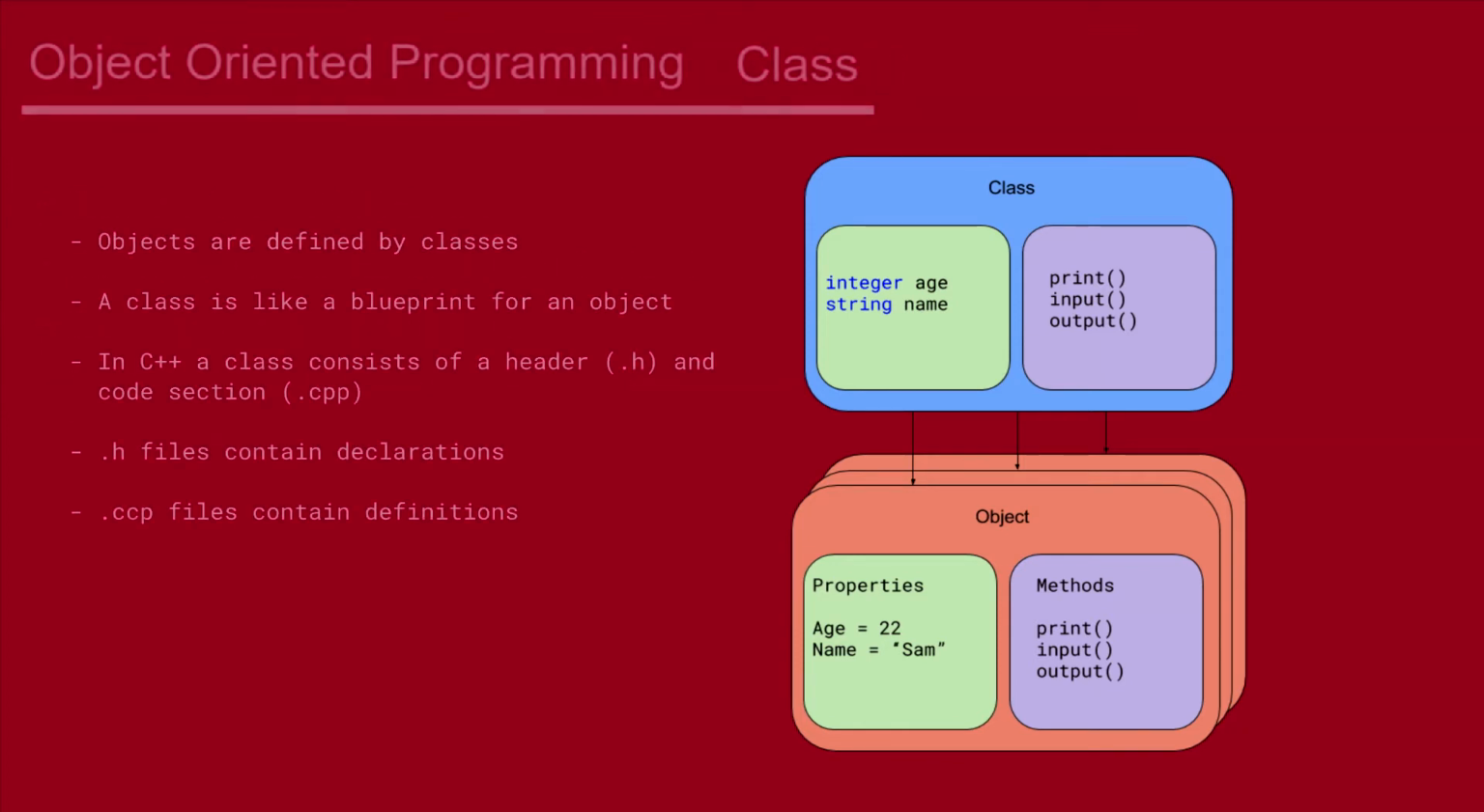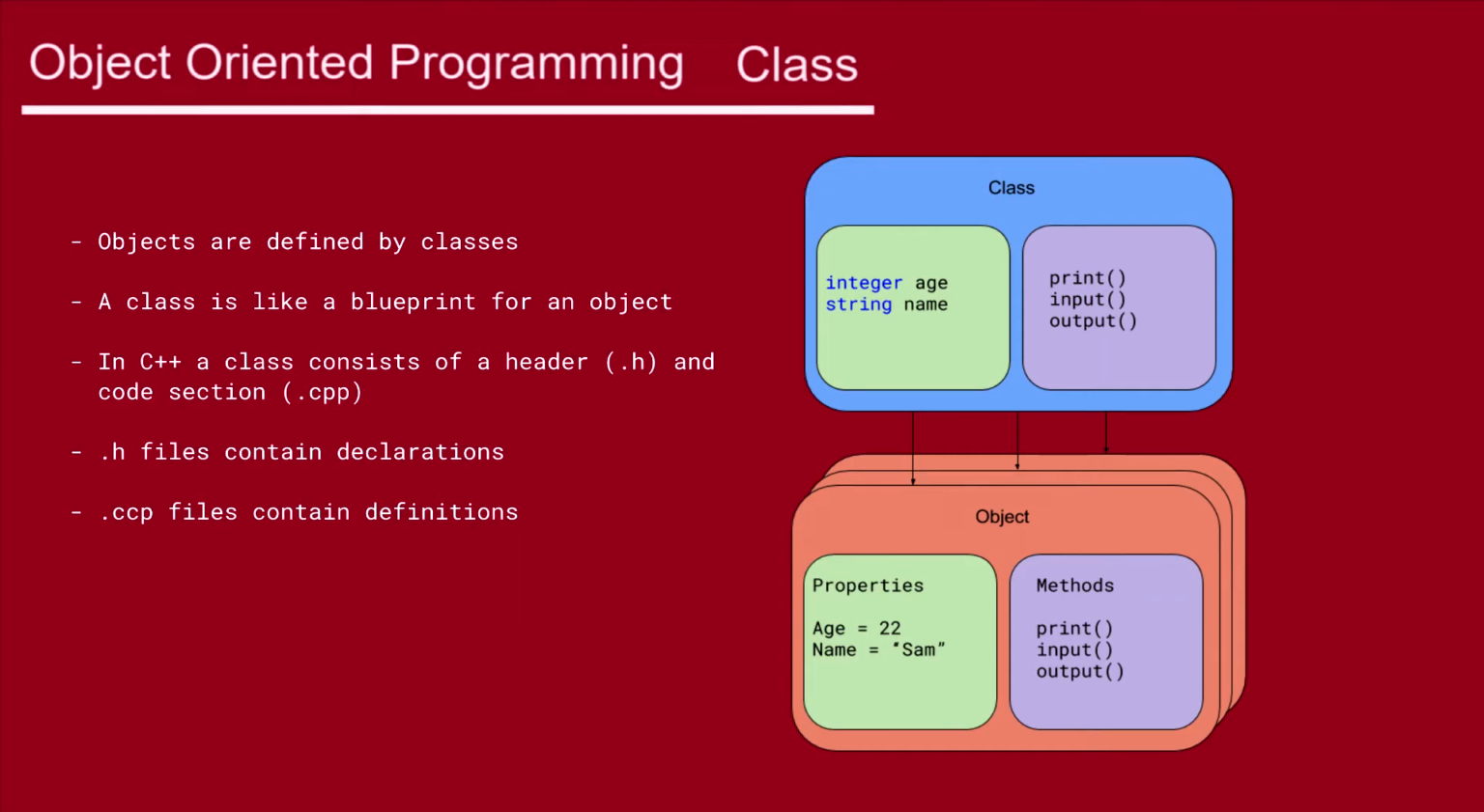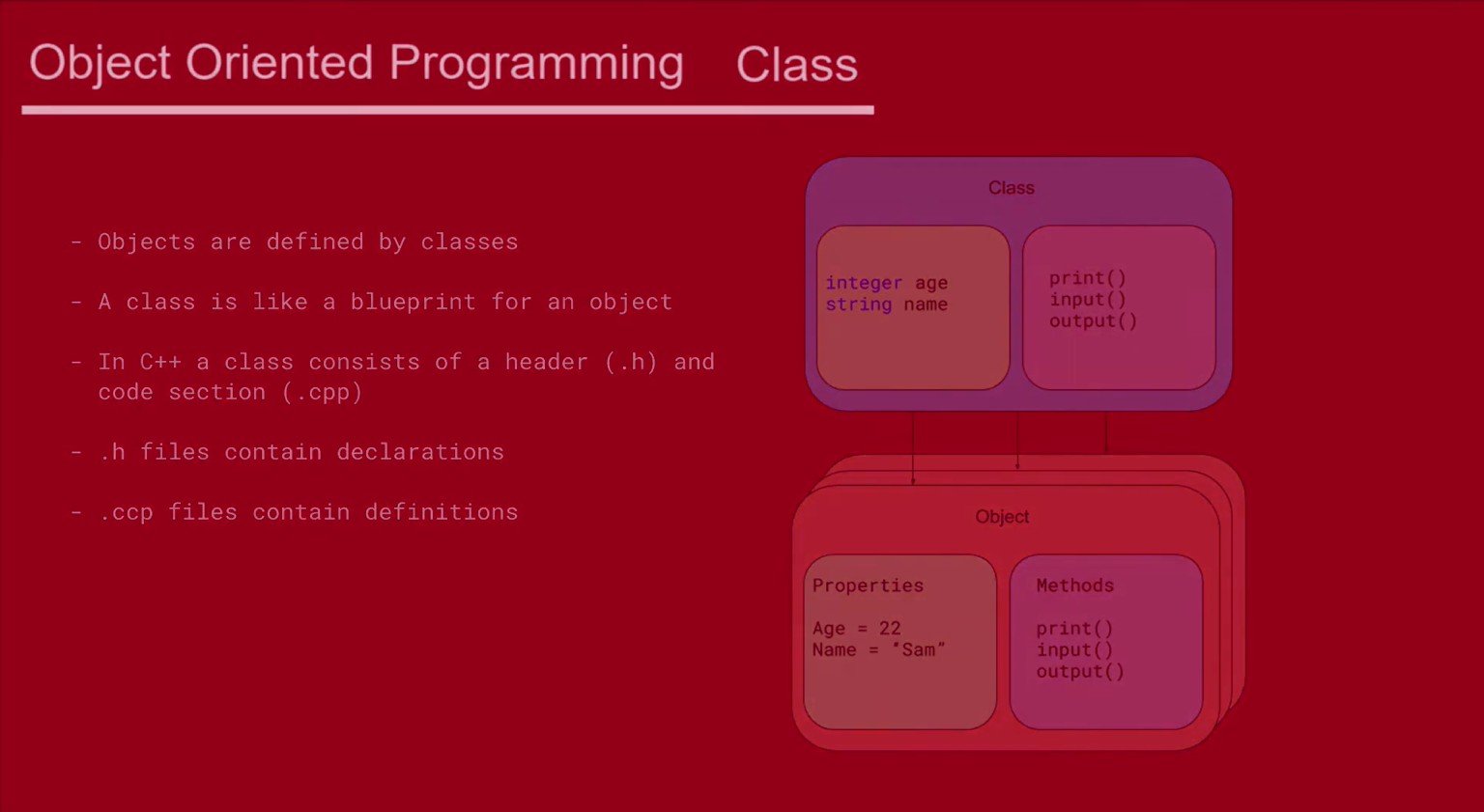Objects are defined by classes. A class is like a blueprint from which multiple instances of an object can be created. A class is made with two files. The header file, .h, which contains the basic definitions of all the properties and methods defined within the class, and the code section, .cpp, short for C++, which contains the actual programming defining the functionality of the class.